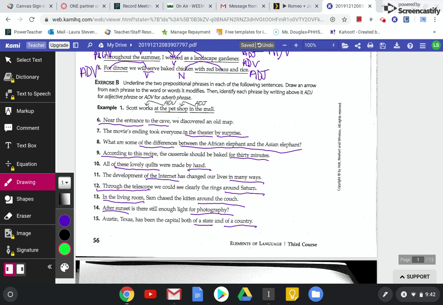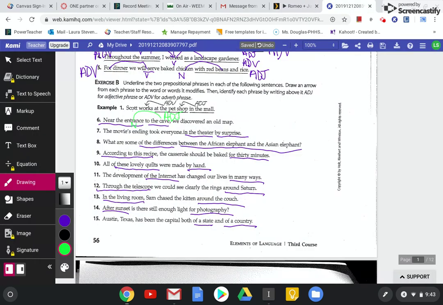This is tricky. Okay, what's to the cave? Entrance. Entrance is a thing. So to the cave is an adjective phrase. What's happening near the entrance? We're discovering. To discover, right? So this one is an adjective phrase. Oh, sorry. Adverb phrase. Oh no.